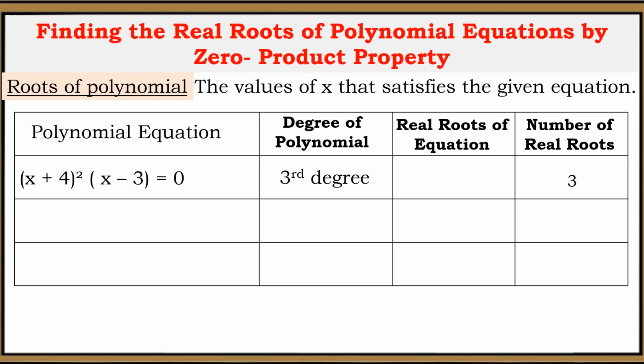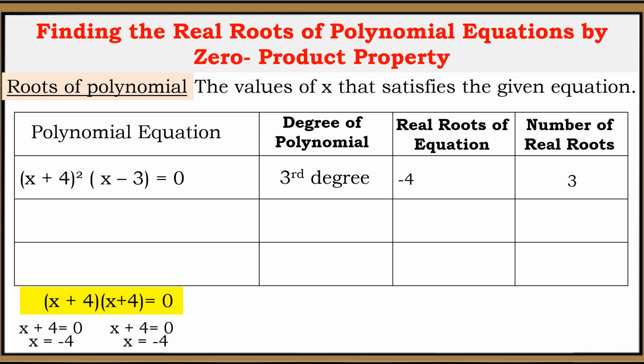So, what are the roots? Tingnan natin. How to find the roots. To solve for the real roots, we need to apply the zero product property. So, tingnan natin. We have x plus 4 to the second power means dalawang beses imumultiply ang x plus 4, then you equate that to 0. So, x plus 4 is equal to 0. So, isa pang x plus 4 is equal to 0. X is equal to negative 4. Dun sa isa, x is equal to negative 4. So, yan yung root ng polynomial. Yun yung value ng x. So, therefore, the root is negative 4.